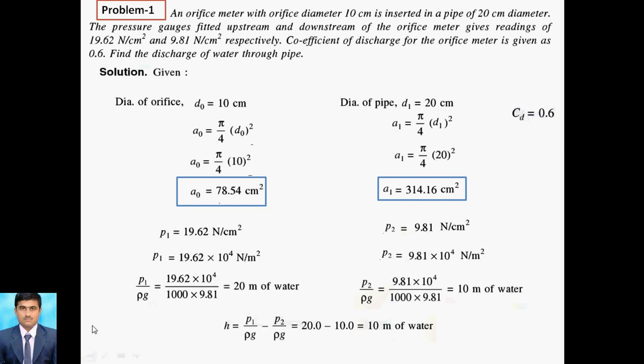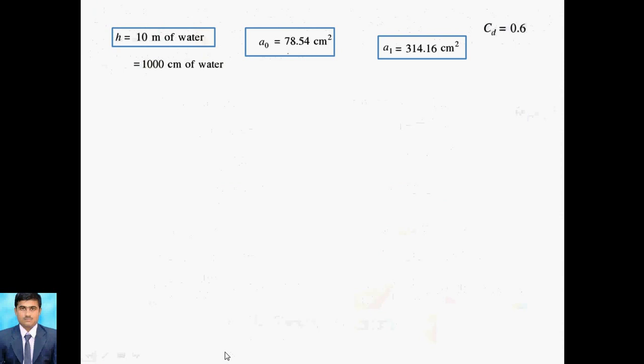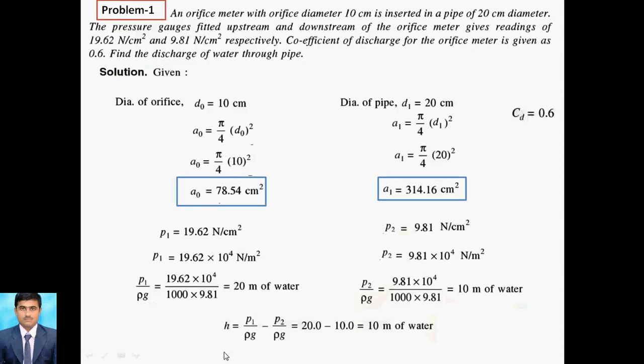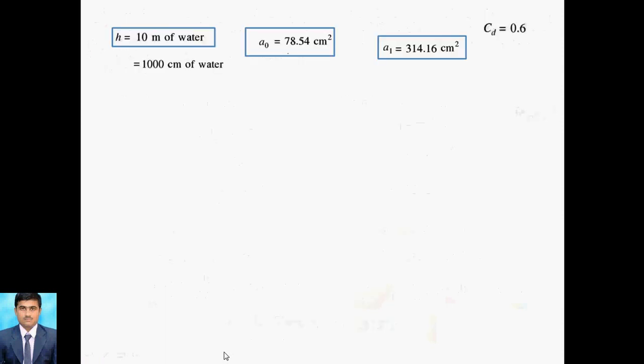So this H value we can put into the Q actual. Okay, so H is about 10, A0 is 78.54, A1 is 300.14, CD is 0.6. After putting this, this is all in terms of centimeters. So we convert the 10 meter into 1000 centimeters.